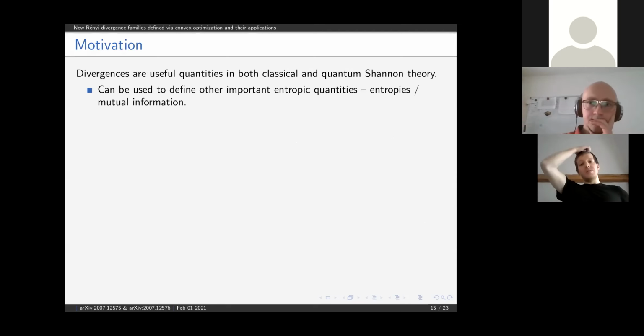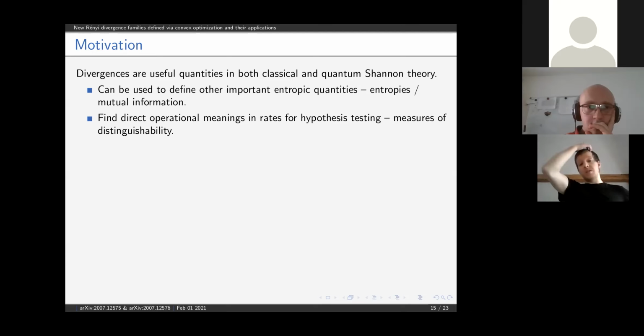So we've already seen in part 1 of the talk that divergences are useful quantities. We use them to define some conditional entropies that we could apply to compute the rates of randomness expansion and key distribution protocols. And divergences also find their own direct operational meanings in terms of rates of, for example, hypothesis testing protocols. And there are many families of divergences out there. Some will be good for certain applications and others for other applications.